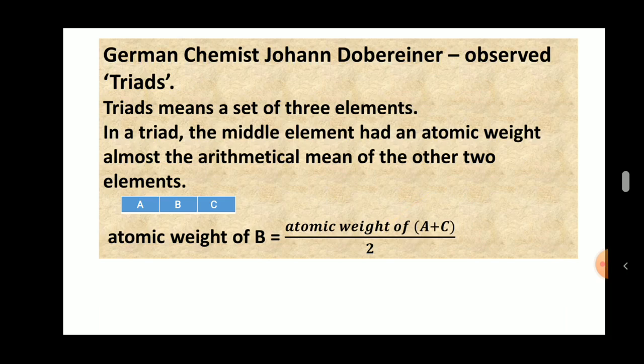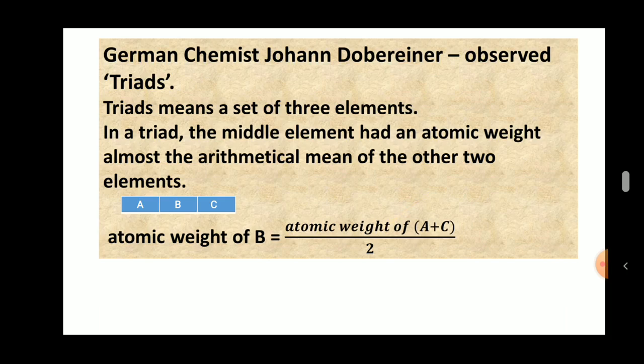Now I am explaining the historical development of the periodic table. The development of the periodic table began with the German chemist Johann Döbereiner, who observed that several sets of three closely related elements, which he called triads. Now, what is the meaning of triads? Triads means a set of three elements.